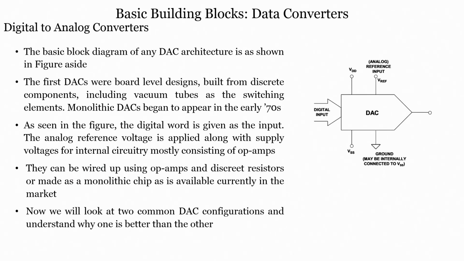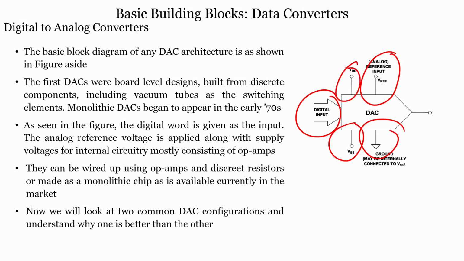If you see the data converters, the basic building block of a DAC looks like this, where you have the digital input, a reference analog voltage, ground, and VSS and VDD, which are the supply voltages, and then the output is in the analog domain. So, for the basic building block of any DAC architecture, you can use this block as a block diagram.